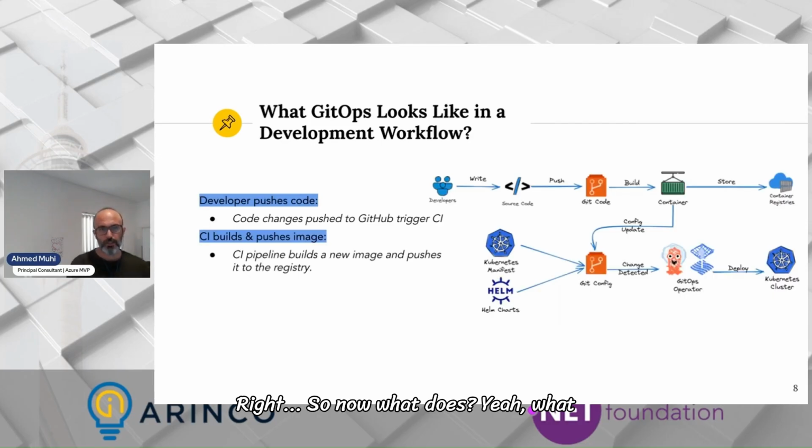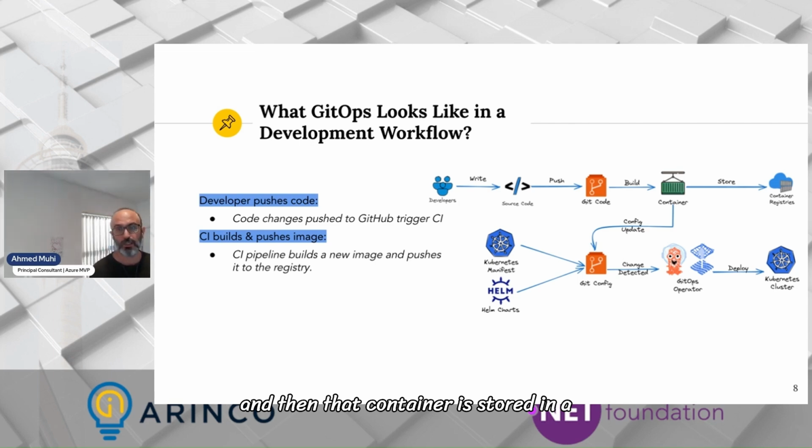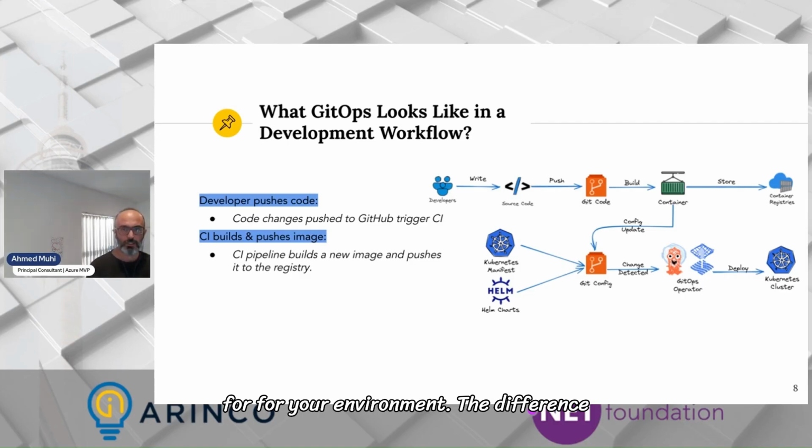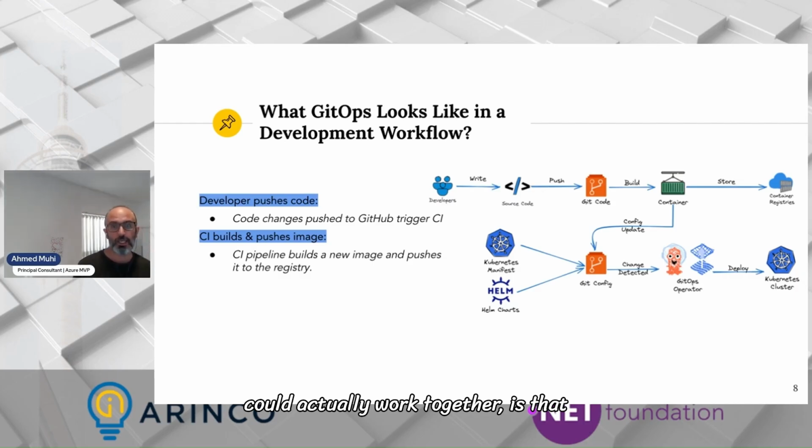Right. So now what does life with GitOps look like in a development workflow? Normally a developer would write the code, push it to a Git repo, that triggers a build for a container, and then that container is stored in a container registry. The next step in the pipeline would be to run a kubectl command to actually deploy this new container image that you have built. The difference with GitOps, and this is where I said both could work together, is that you would stop the work of the CI/CD pipeline before it hits the deployment.